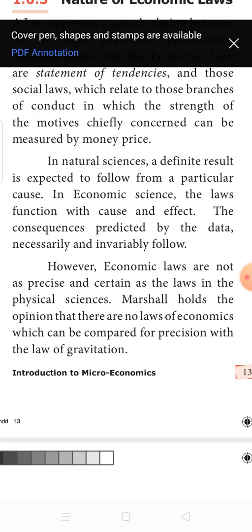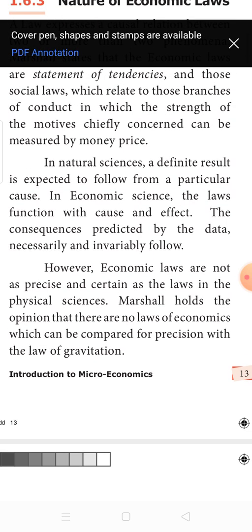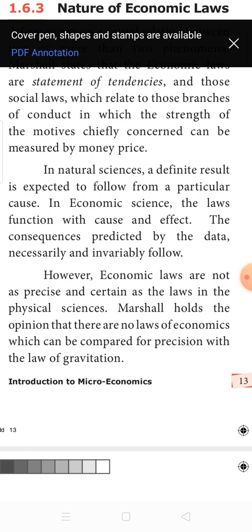And the next thing is that economics is mainly concerned with the motives of money, and it is measured by money price only. In natural sciences also there is cause and effect, and likewise in economic science also there is a cause and effect analysis. Next is Marshall.